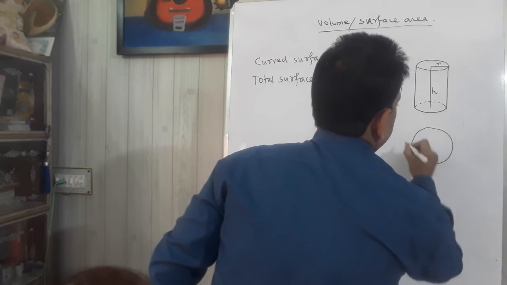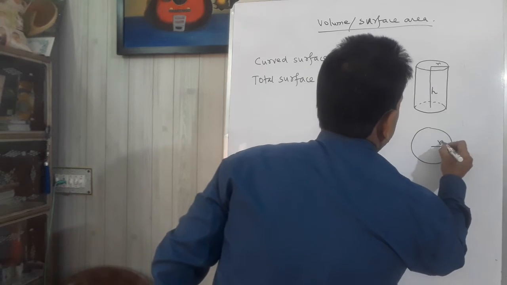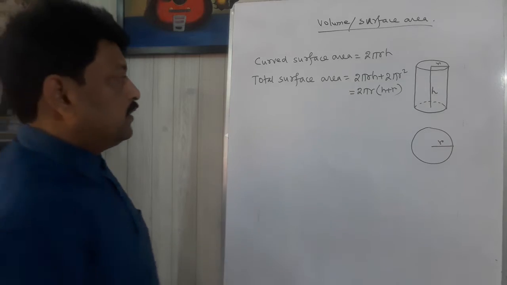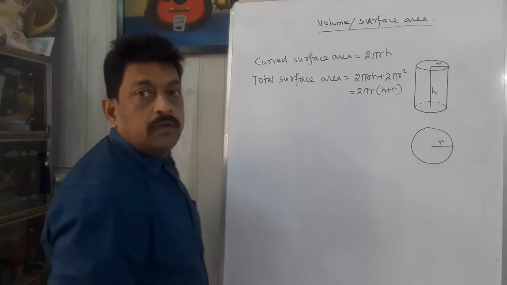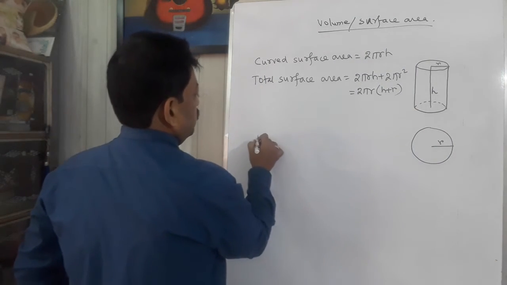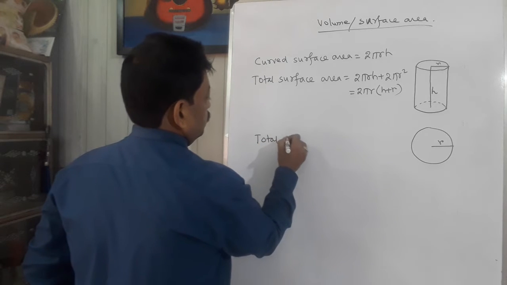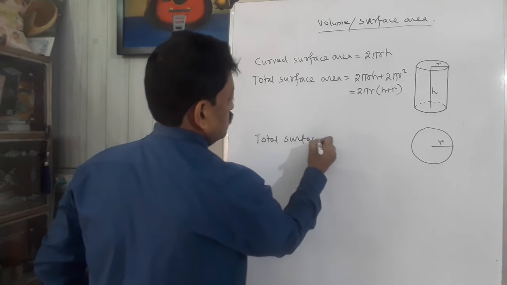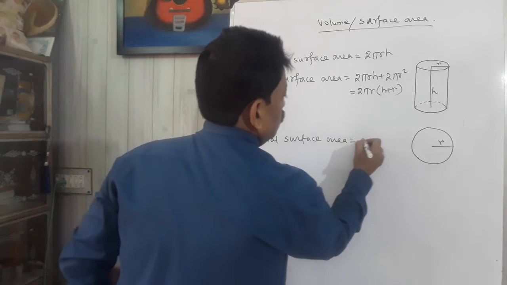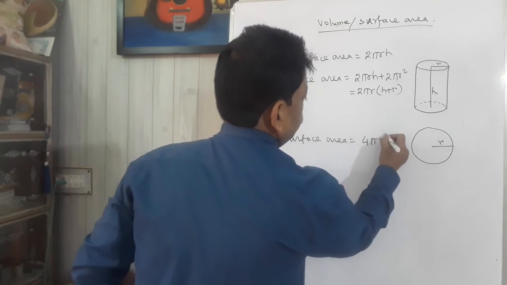Next is sphere. In a sphere, suppose r is the radius, so total surface area will be 4 pi r square.